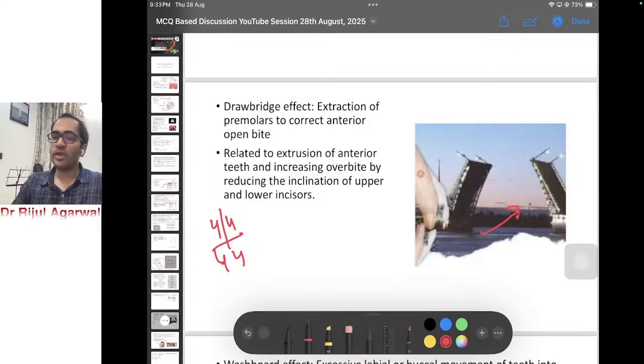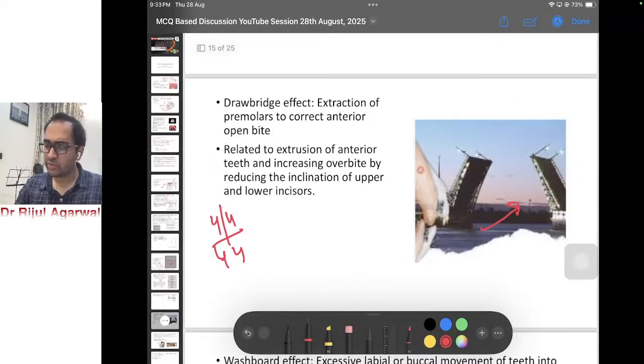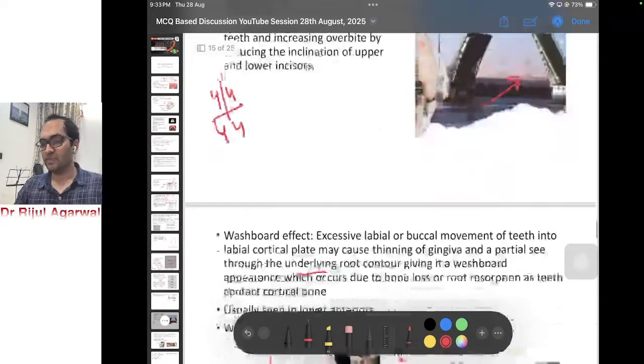So it's related to the extrusion of anterior teeth and increasing overbite by reducing the inclination of upper and lower incisors. This is known as drawbridge effect. So just remember the situations in which you see it and the images of each of these effects.